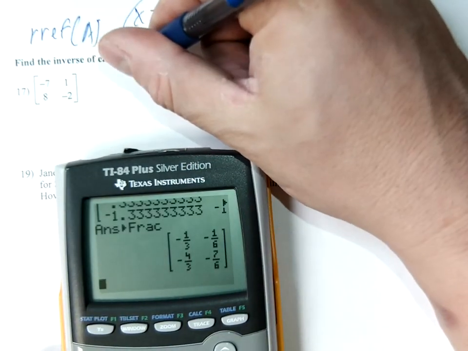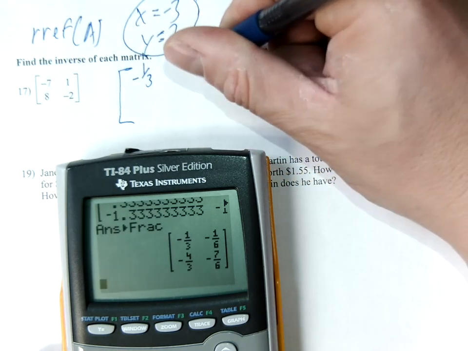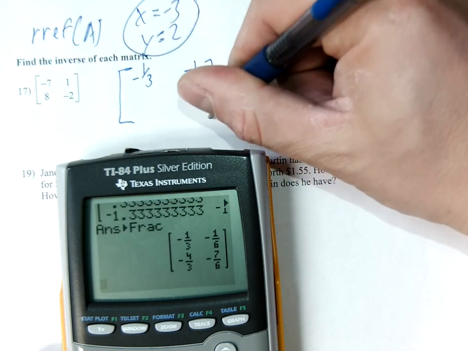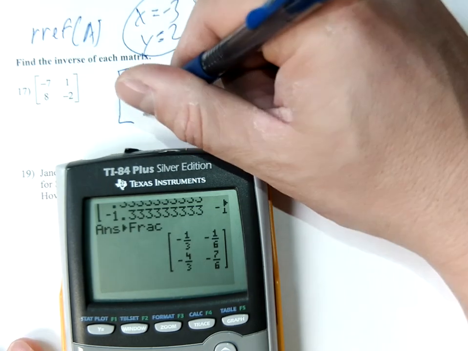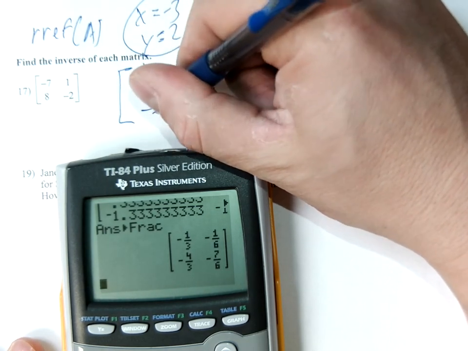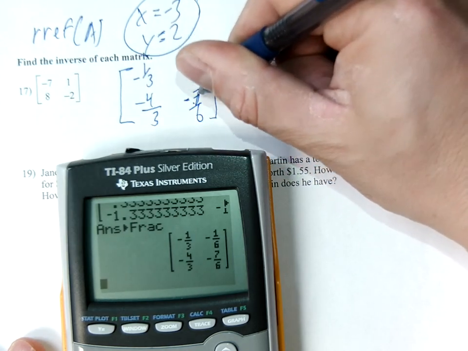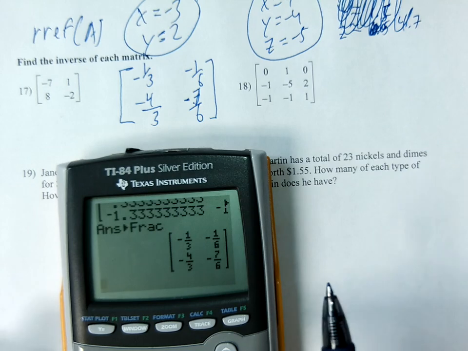Some of these are going to be decimal answers. It's just the nature of these questions, because the determinant's going to be, perhaps, something larger where it's going to make it decimal is all. Anyways, so there's my answer in decimal form, or in fraction form. You can use decimals too.